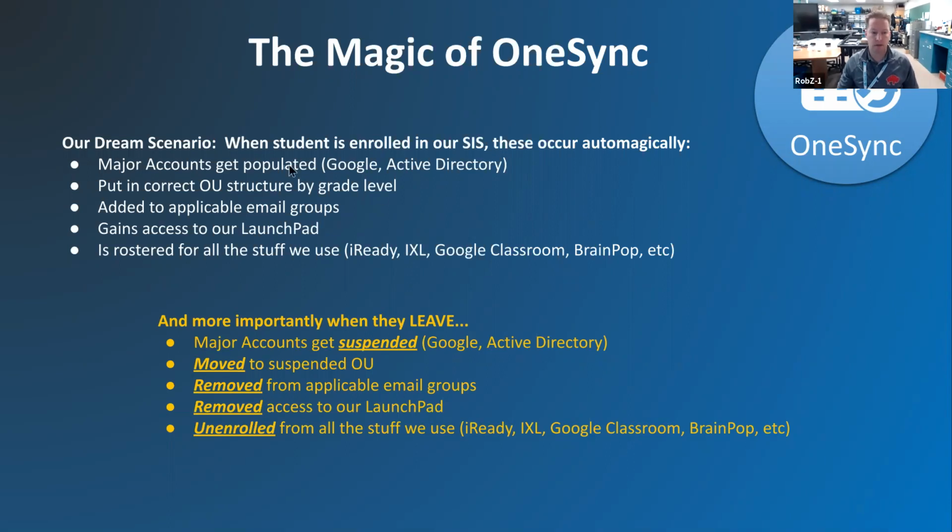They're added to the applicable email groups, we said, gains access to our LaunchPad, so that ability to log into the LaunchPad just happens automatically. And they're rostered for all the stuff we use. And for us, that's a list of about 14 items right now, but that could grow over time. The big ones for us are iReady, iExcel, Google Classroom, BrainPop, and then Naviance is a new one we added, and that list is always growing. So that's the dream scenario. The registrar does his or her thing, and then it just happens.